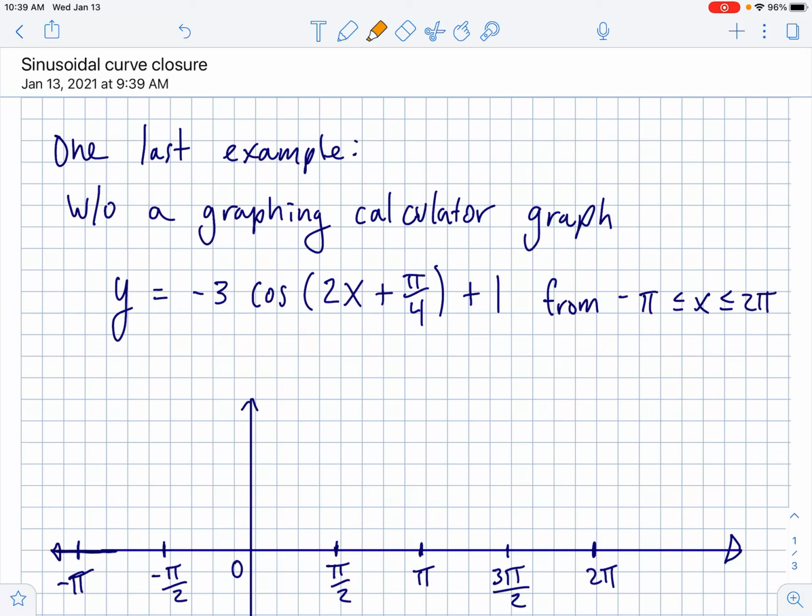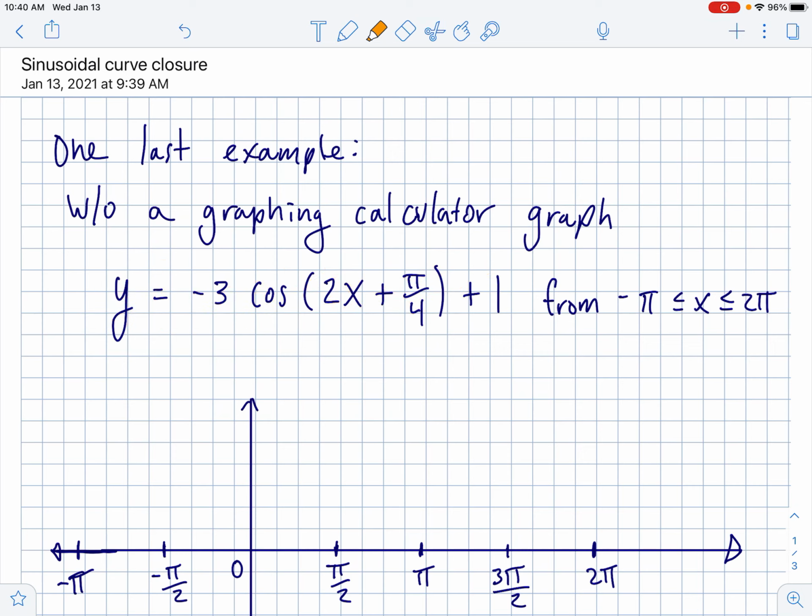All right, IBSL1, we've come to the end of chapter 12. So today we're going to wrap up sinusoidal curves and do some closure notes. But before we get to closure notes, I thought we'd do one last all-encompassing example, maybe one of the more difficult problems I can think of in terms of graphing a sinusoid by hand. So our task, without using a graphing calculator, just sketching by hand, we're going to graph this right here.